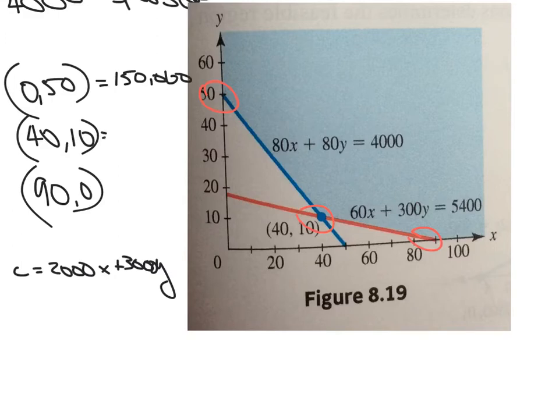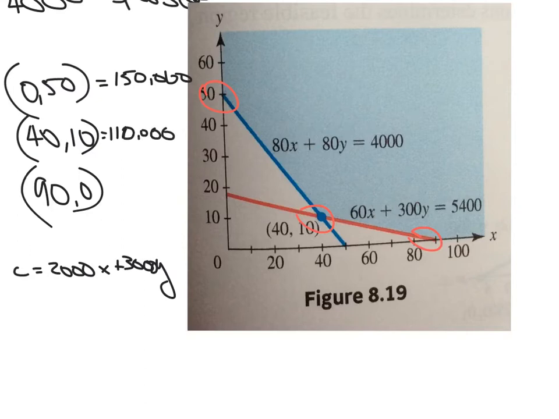Okay? That means that if we close plant 1 down, because that's what X equals, and just run plant 2 for 50 hours, that's how much it's going to cost us. Now let's say that we run plant 1 for 40 hours and we run plant 2 for 10 hours. It's going to cost us $110,000.